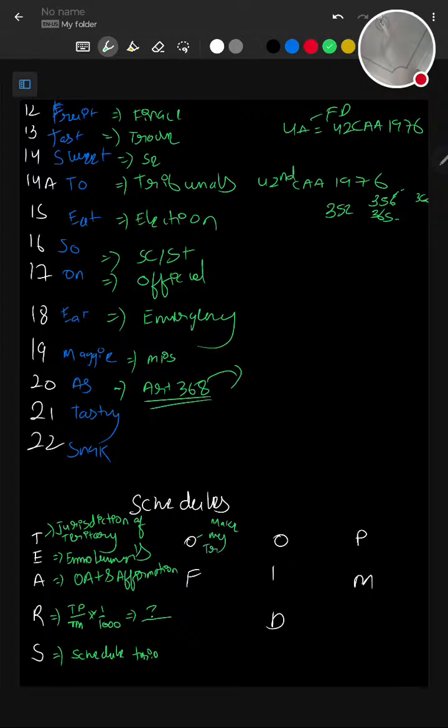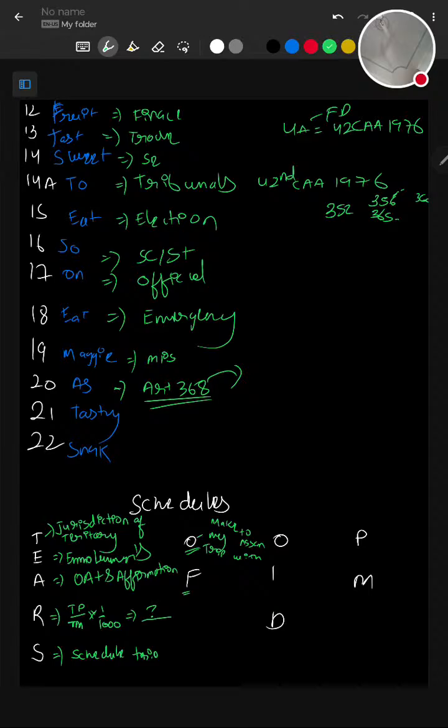Other schedule area is make my trip to Assam without money. So there is no Manipur, there is Meghalaya, Mizoram, Tripura, Assam, right? And no Manipur. That is other schedule area.